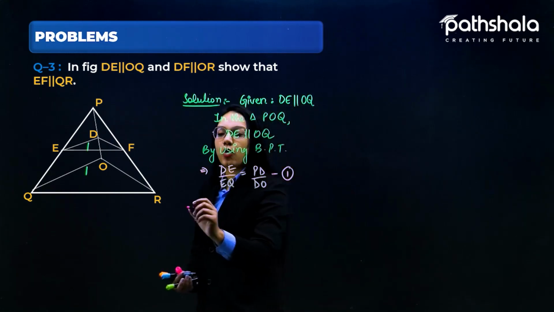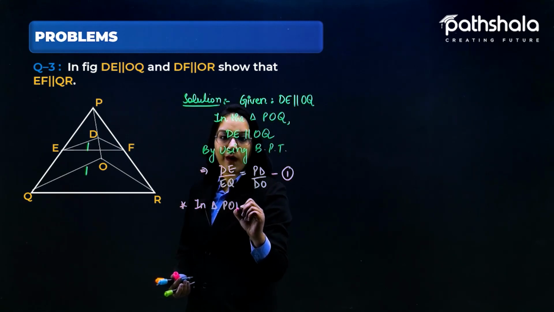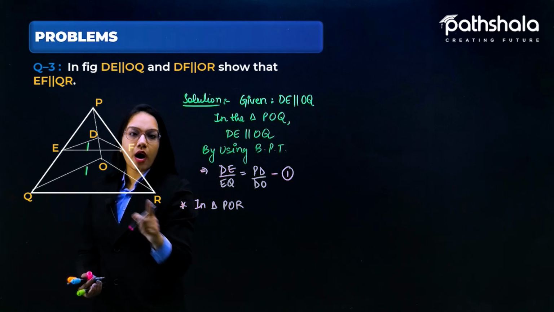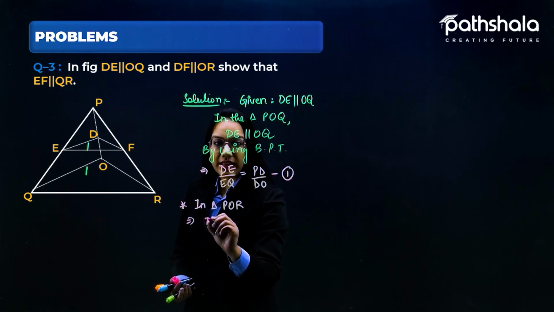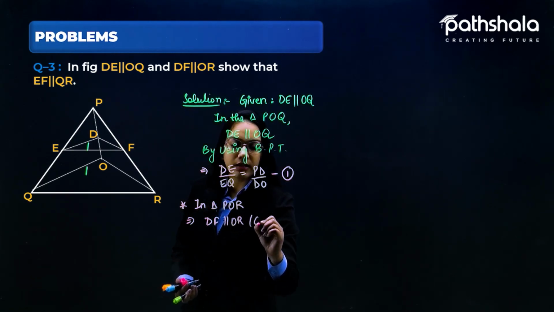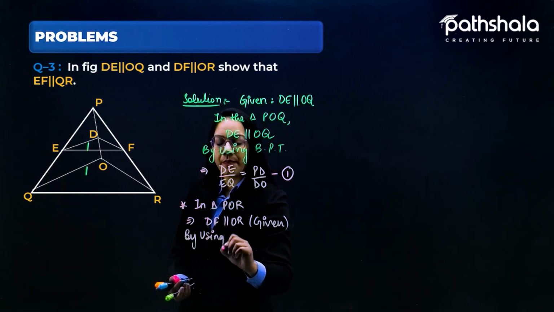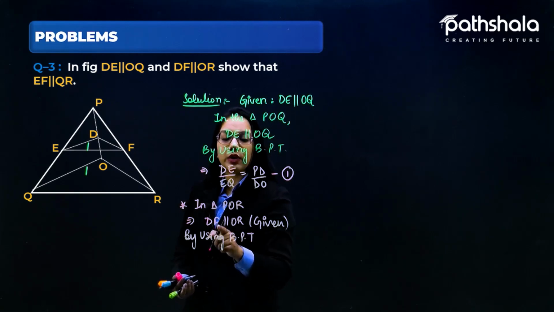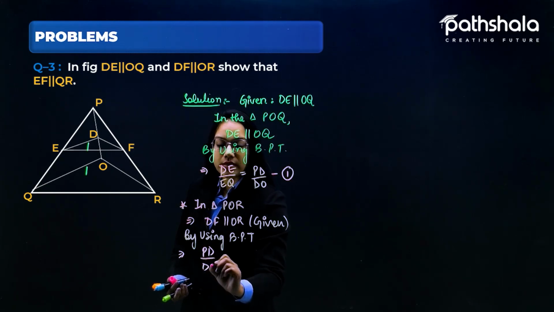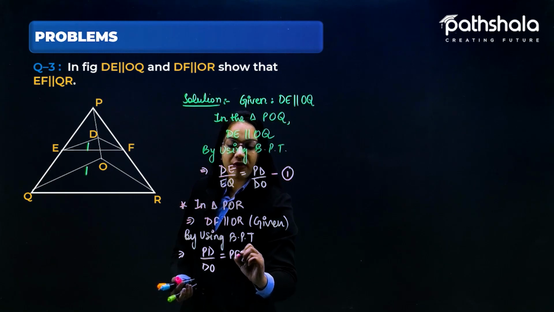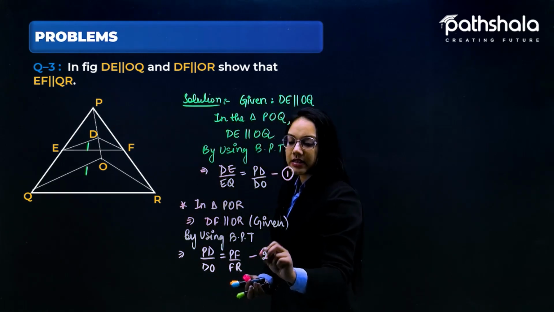Now let's move on towards the other condition. Let us talk about the triangle POR. As you can see, we have the triangle POR. In this triangle, it is already given to us that DF is parallel to OR. So again, by using the basic proportionality theorem, the BPT, if we have this line parallel to this line, their corresponding ratios are equal, meaning PD by DO is equal to PF by FR. Let us call this equation number 2.